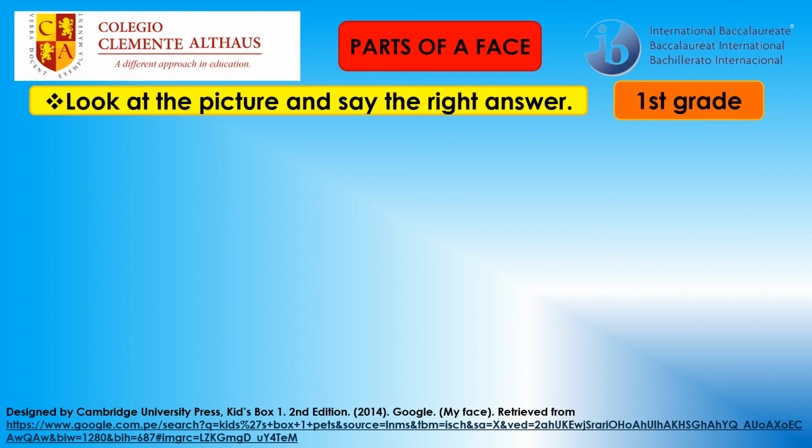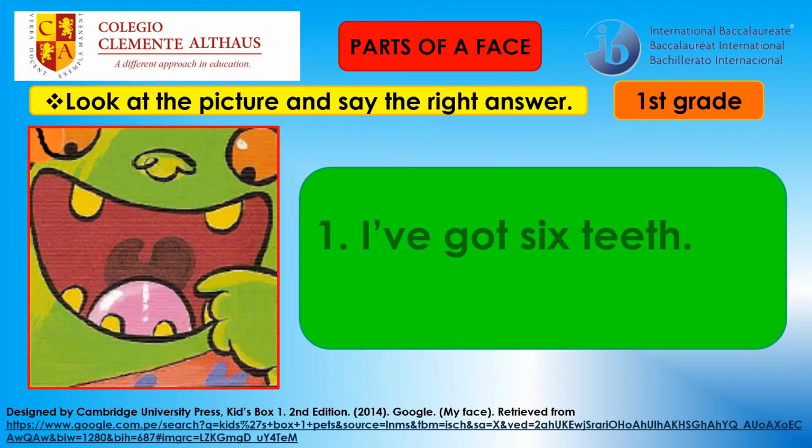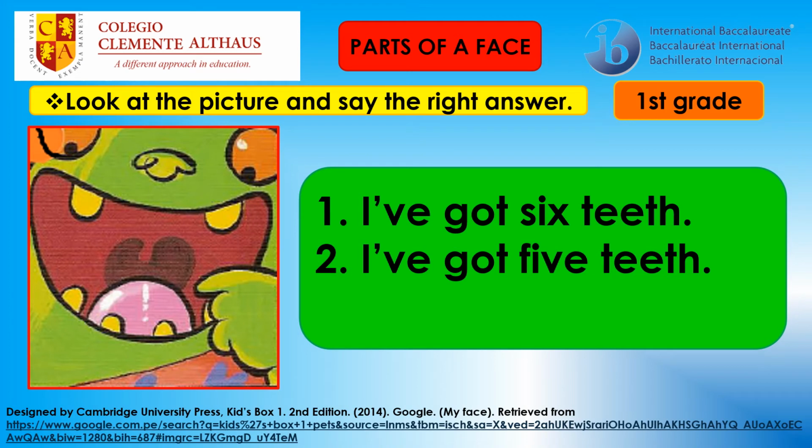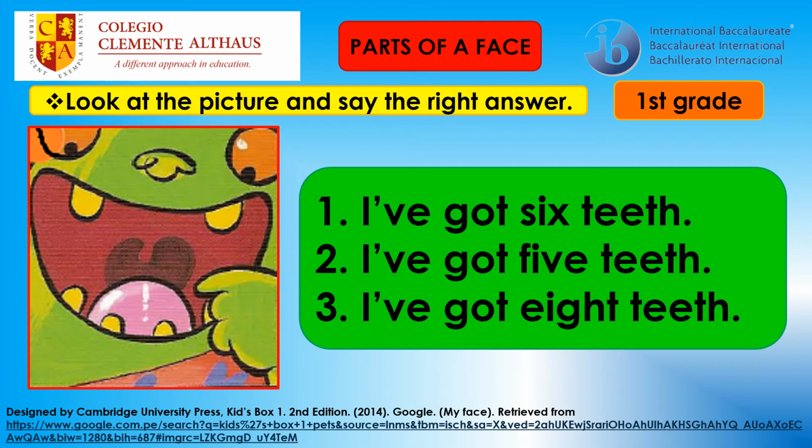Parts of a face. Look at the picture and say the right answer. Number 1. I've got 6 teeth. Number 2. I've got 5 teeth. Number 3. I've got 8 teeth.